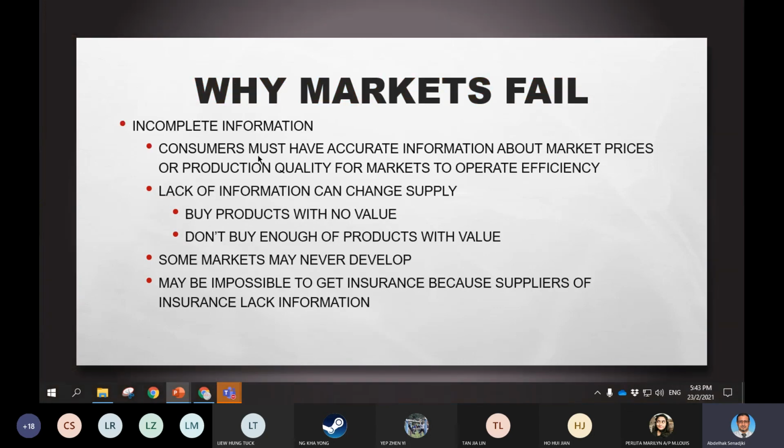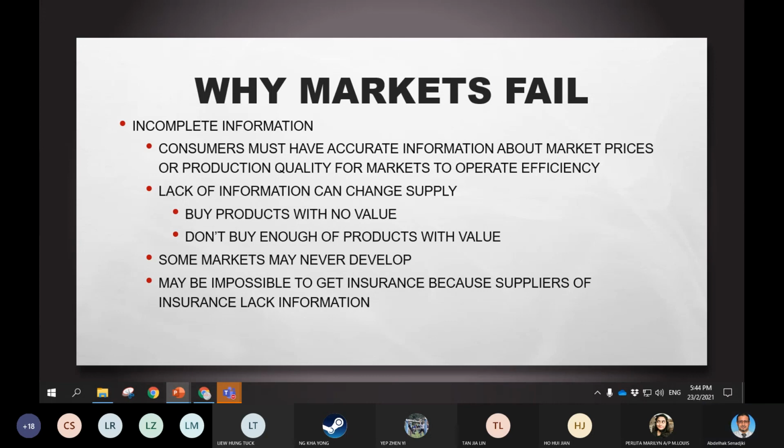And also incomplete information. Consumers must have accurate information about market prices or product quality for markets to operate efficiently. So lack of information can change supply, and you may buy a product with no value. For example, they advertise a product as a supplement, as a vitamin, okay? And actually that product did not go through a rigorous scientific committee. It has no medical value. You take it, it will not harm you, but your body will not benefit at all. Since you don't have all this information, you will spend a lot of money and you will get a product with no value.